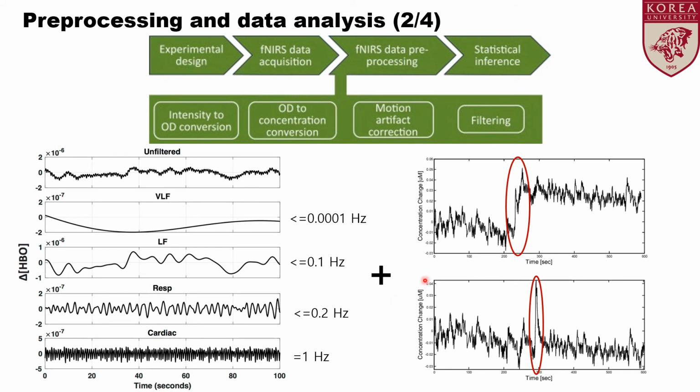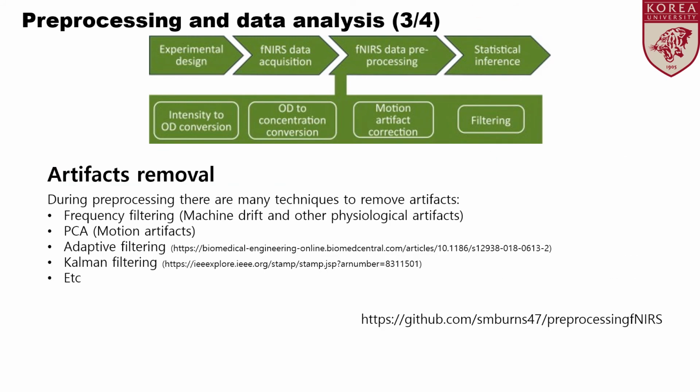Here we can see examples of motion artifacts. If in the NIRS data you see these types of shifts or very high peaks, these can be considered motion artifacts and can be removed by applying principal component analysis. Here we can see some artifact removal techniques which researchers mostly use to remove the artifacts.